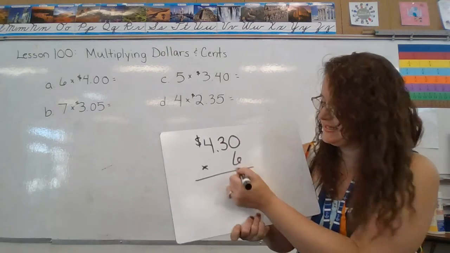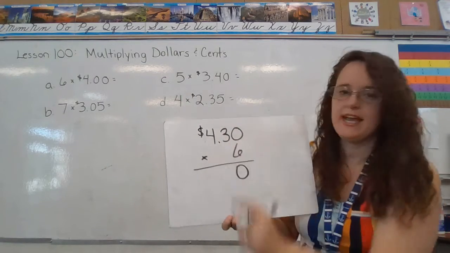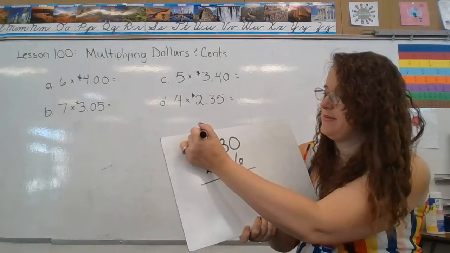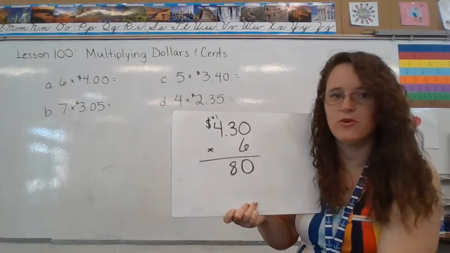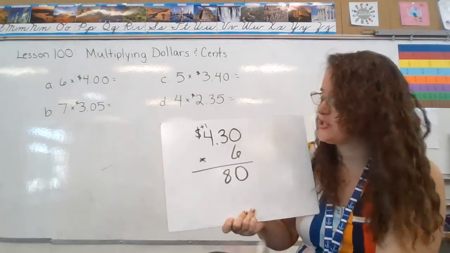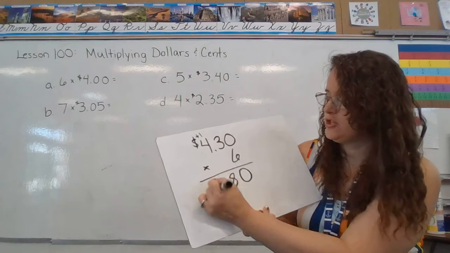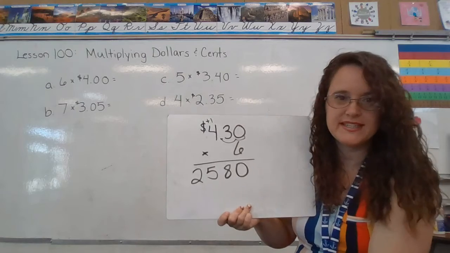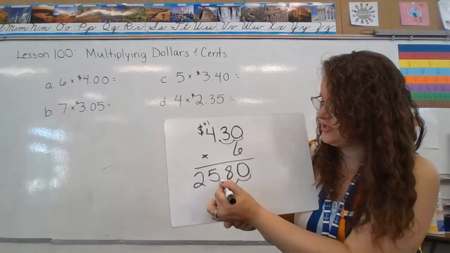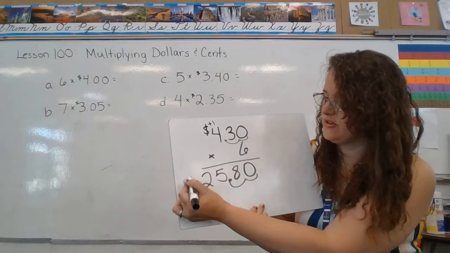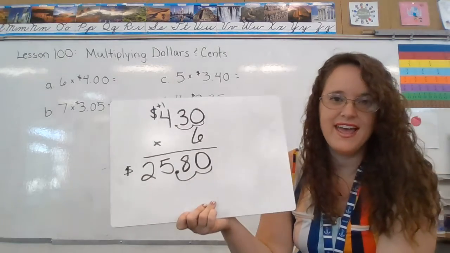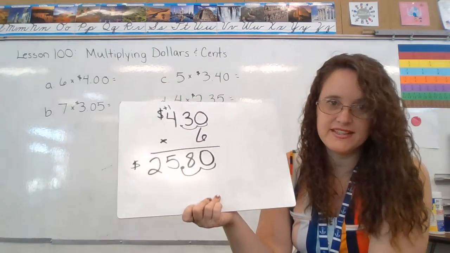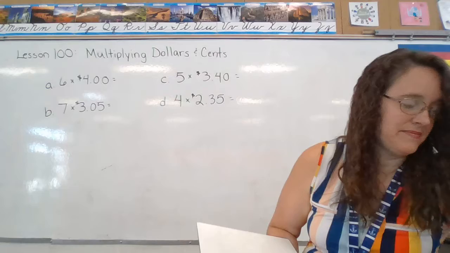0 times 6 is 0. 6 times 3 is 18. Carry my plus 1. 6 times 4 is 24 plus 1, 25. And then I want to look up here. I have 1, 2 decimal places in my problem. So I need to have 1, 2 decimal places in my answer. Add my dollar sign, and the jar holds approximately $25.80 worth of pennies. That's a lot of pennies.